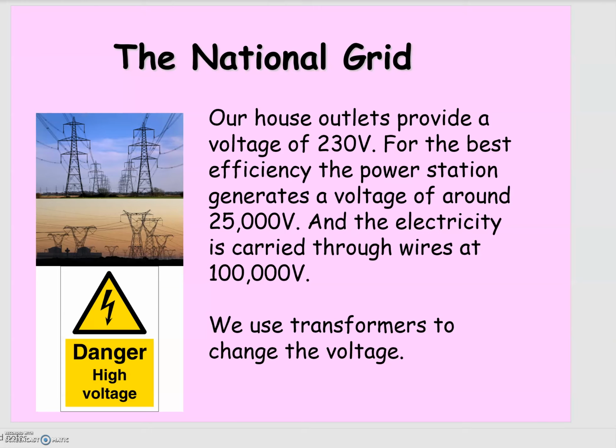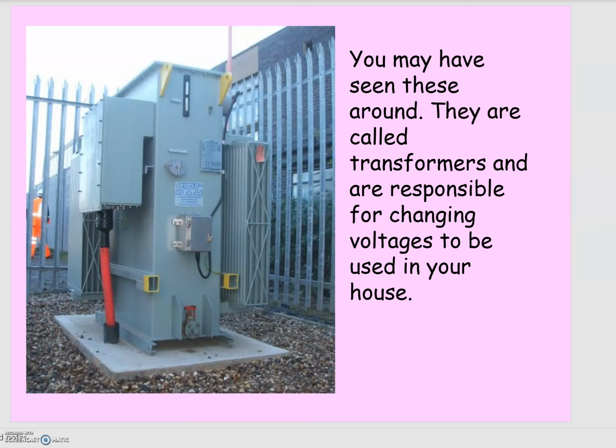Now we use transformers to change the voltage, because if you were to send that amount directly into the house, that's quite a lot, and you're bound to get electric shocks and so on. So we have step-up and step-down transformers. This picture shows you something you have probably seen around in the streets when you are out and about, normally heavily caged with a sign saying to stay away. These are called transformers, and their job is to change the voltage from the power station to the voltage that can then be delivered to your house.